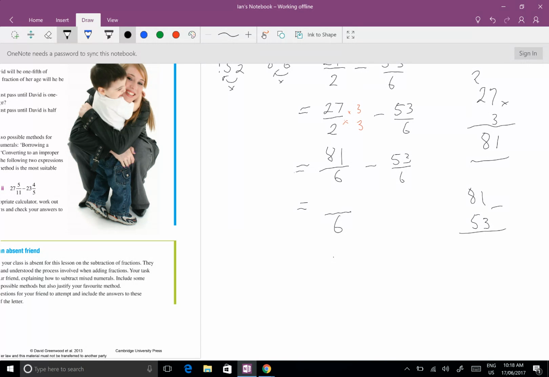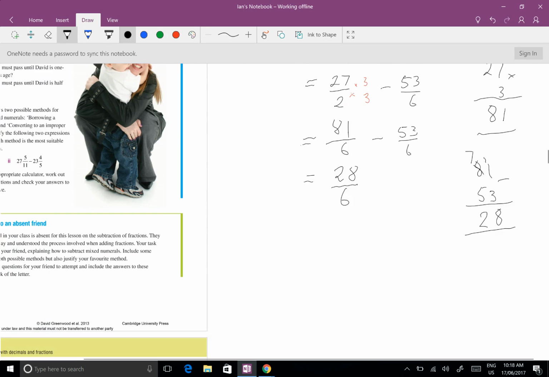Oh, even harder. I've got to do the borrow and pay back method, but we already did it before. 1 minus 3 we can't do, so we'll borrow and pay back. We'll take from here, we'll take 7, and we'll give that 10. So that's 11 minus 3 is 4. Oh, I'm a silly duffer. 11 minus 3 is 8. And 7 minus 5 is 2. So when I do this, 81 minus 53, I'm going to get 28 over 6.